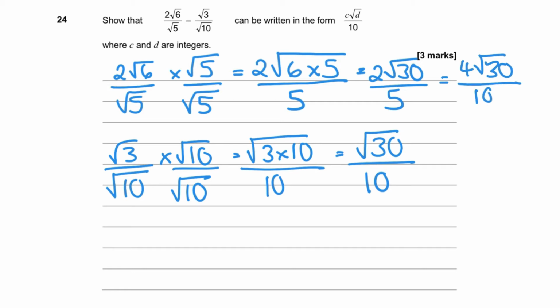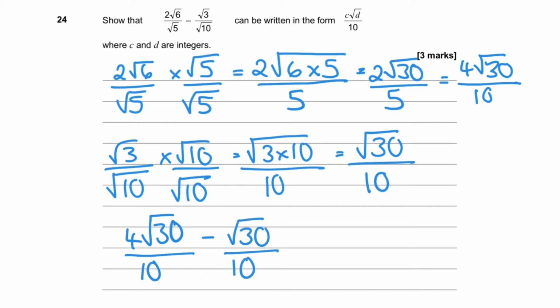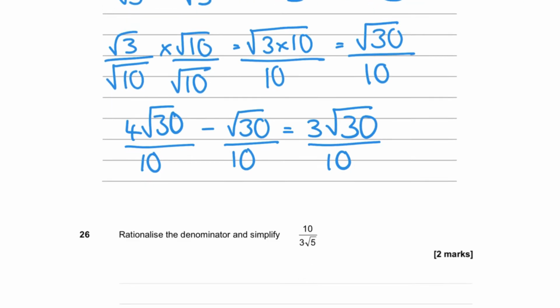So now they've got the same denominators, we can do 4 root 30 divided by 10 minus root 30 divided by 10. So 4 lots of root 30 minus 1 lot of root 30 is 3 lots of root 30 divided by 10. So we've shown that the equation can be written in the form c root d over 10, where c is equal to 3 and d is equal to 30.